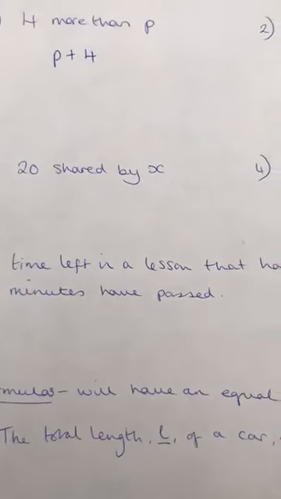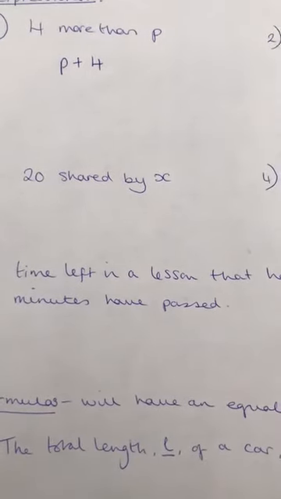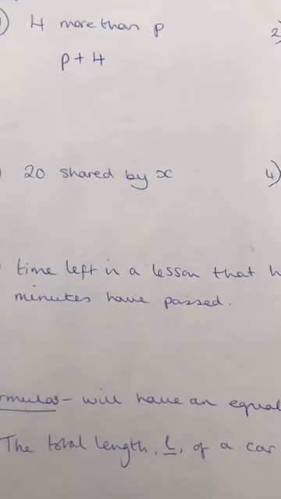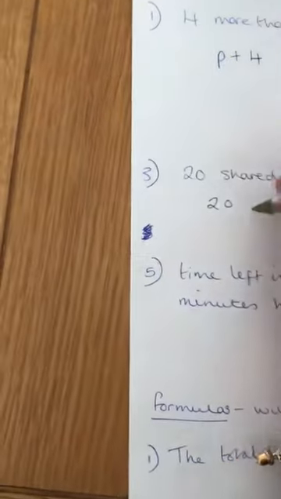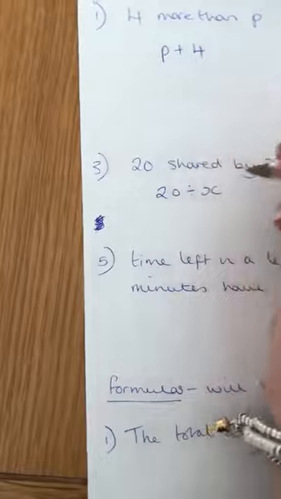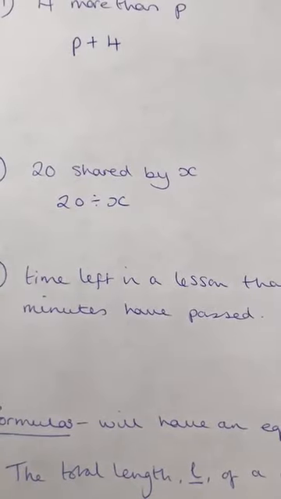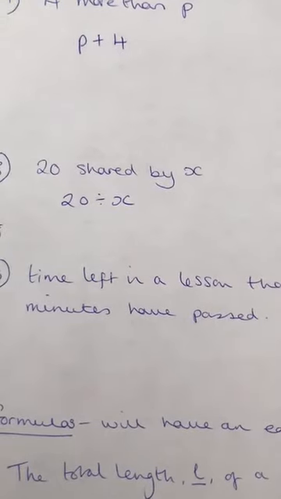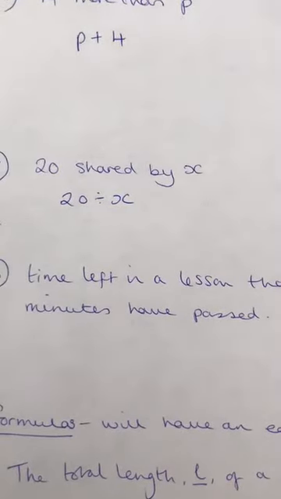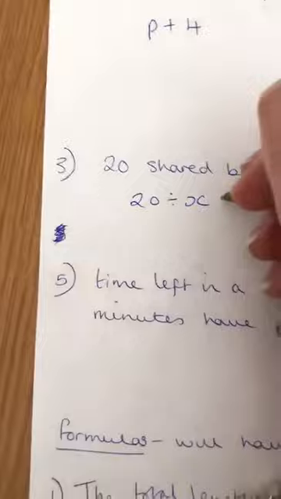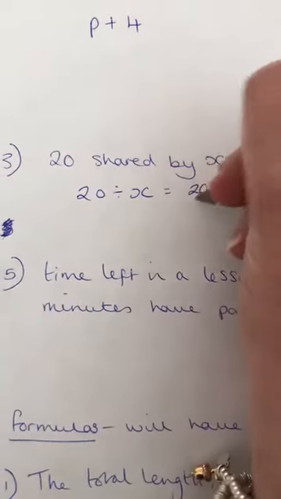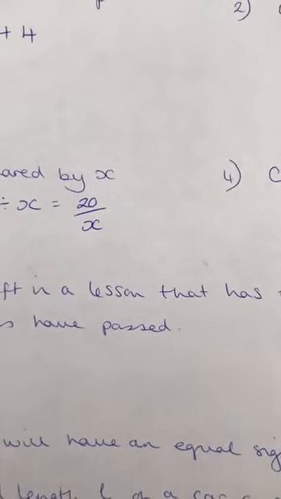Number 3, 20 shared by X. So shared means to divide, so you could reword that if you wanted, 20 divided by X. So if I start by writing it like this, that would be fine. Although in algebra, we don't tend to use the divide symbol. So that should be really rewritten as 20 over X. So that's the correct way of writing that.